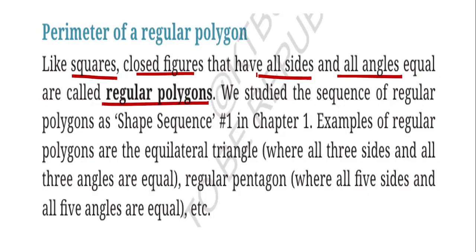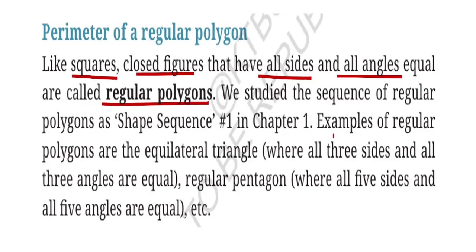This is the definition for a regular polygon. That means a figure in which all sides and all angles are equal is called a regular polygon. We studied the sequence of regular polygons as a shape sequence in chapter 1.